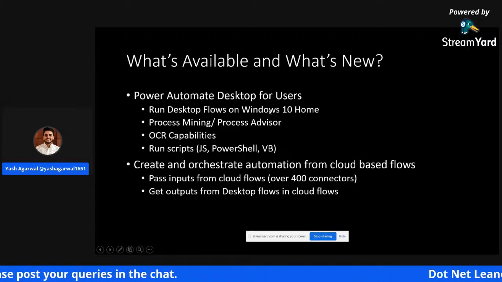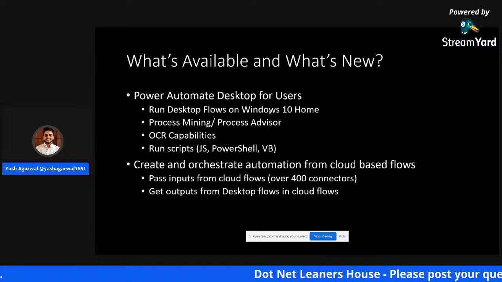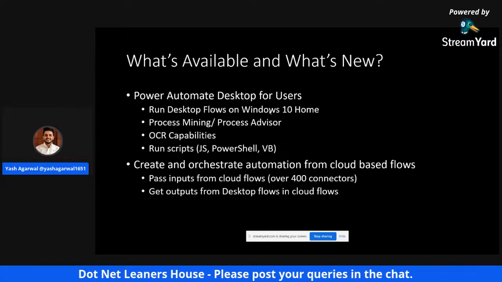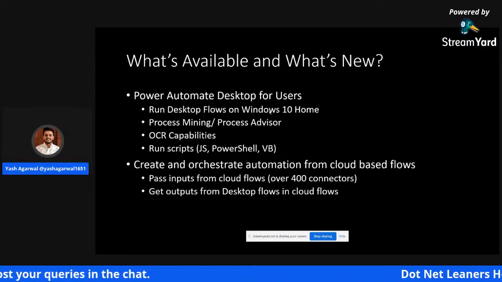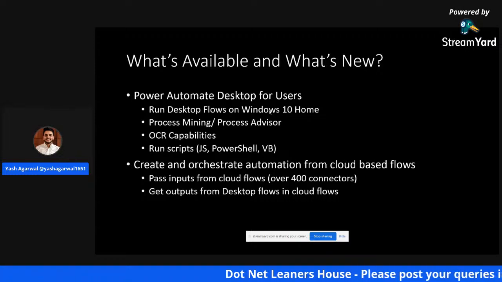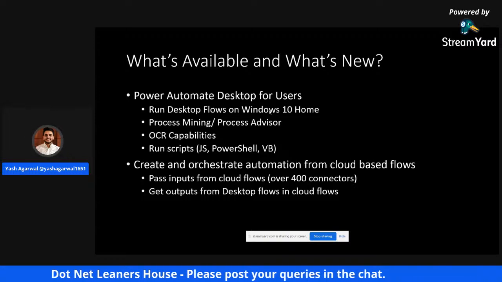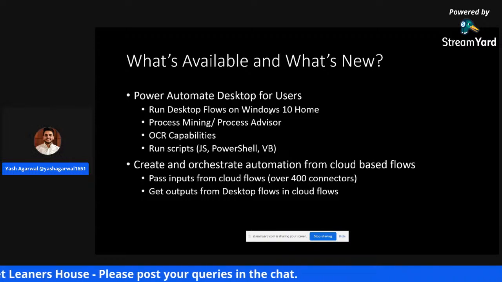And then you can use process mining and process advisor. So if there are 4 or 5 members within your team who are going to follow the same process transaction, like get data from somewhere and put it somewhere, you can put the process advisor on their systems to record those processes, collate everything together, and then finally create one Power Automate Desktop flow that can complete these transactions in a proper way. And then there are OCR capabilities, as I discussed earlier.